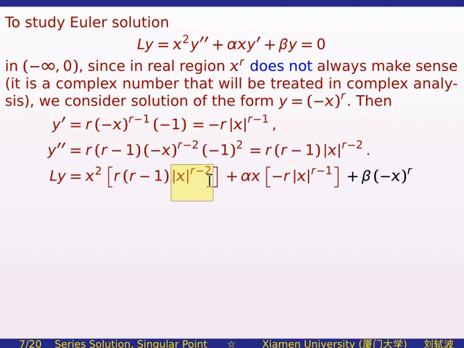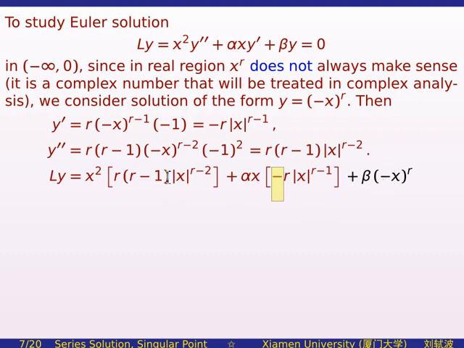Okay, and the second term: r times the absolute value of x to the r minus 1, but we have a negative sign here. This negative sign can be grouped with x. This gives us the absolute value of x. So in the second term, the power of the absolute value of x is also r. And the last term, minus x is precisely the absolute value of x.